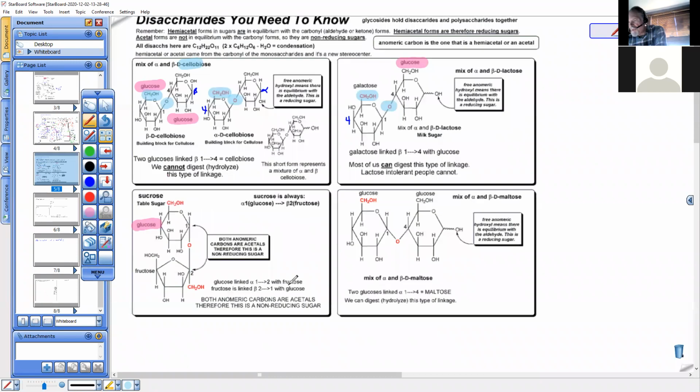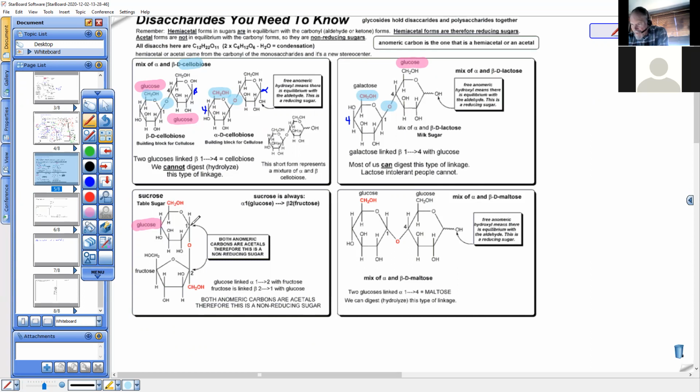Okay, sucrose. It's the only one on this page where both anomeric carbons are acetals. This is the only non-reducing sugar on this page. All these other comments say reducing sugar, reducing sugar, reducing sugar. Why? Hemiacetal, hemiacetal, hemiacetal. No hemis, no reducing sugars.